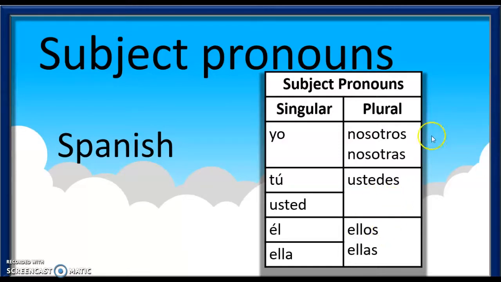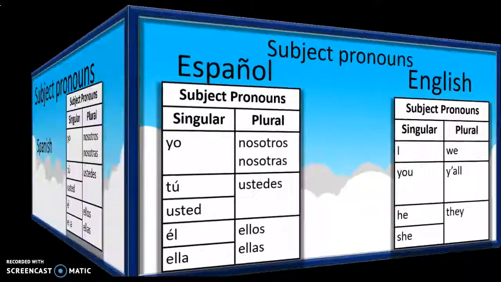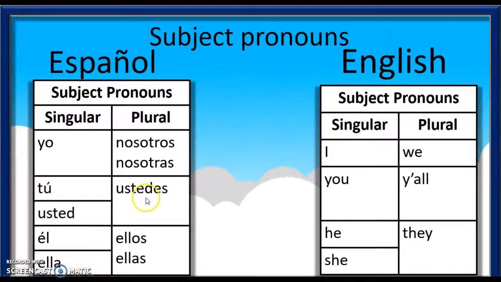And then you also have two forms of the word they in Spanish. You have ellos, which is the masculine and plural, and ellas, which is the feminine and plural. So now let's look at the two charts side by side and see the differences and similarities. Again, you in English, in Spanish, there are two different words, tú and usted, informal and formal. In Spanish, there are two words for we, nosotros and nosotras. And there are two words for they, ellos and ellas.